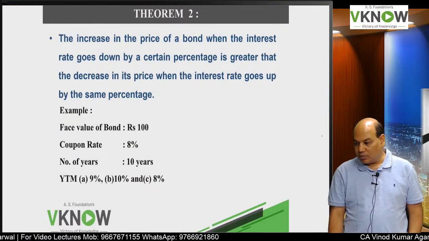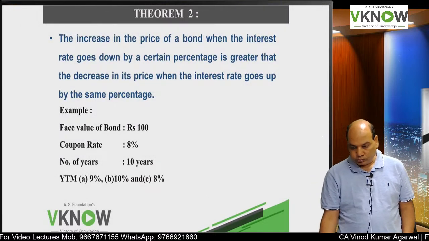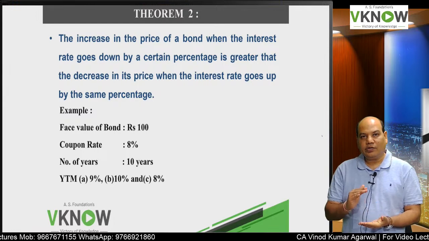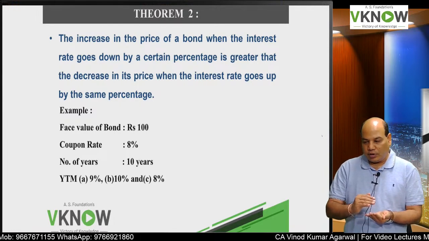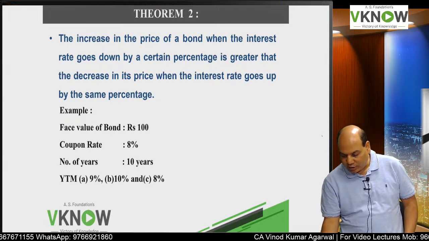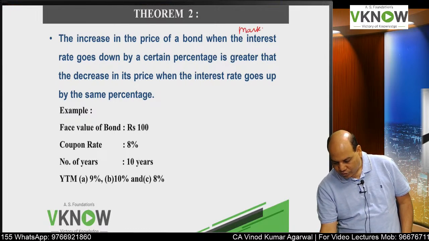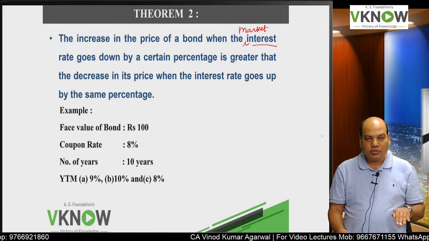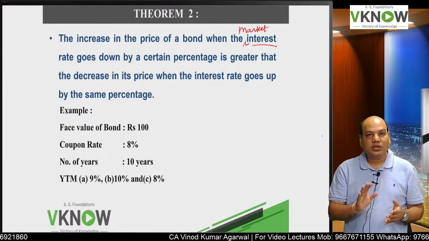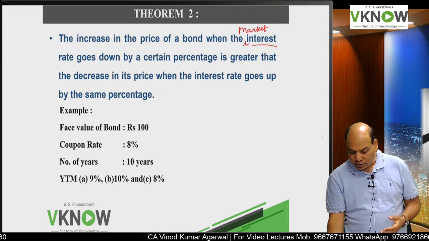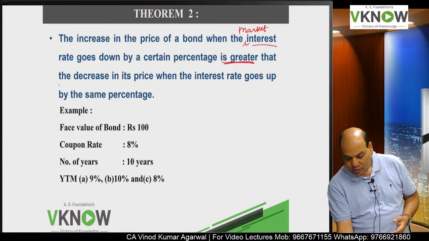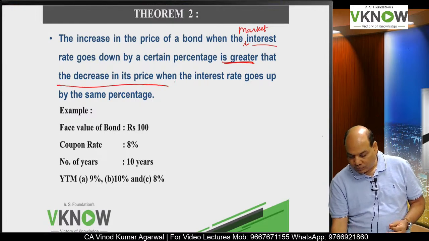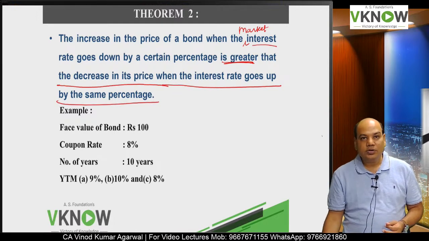Okay, now there is another interesting theorem, theorem 2. The increase in the price of the bond when the interest rate goes down. All of you have seen, when the market interest rate goes down, here interest rate means market interest rate, required rate of return. So when the market rate falls, the bond price will rise by a certain percentage, which is greater than the decrease in its price when the interest rate goes up by the same percentage.